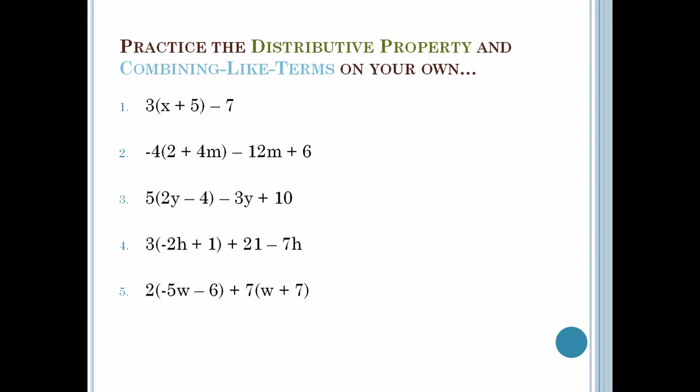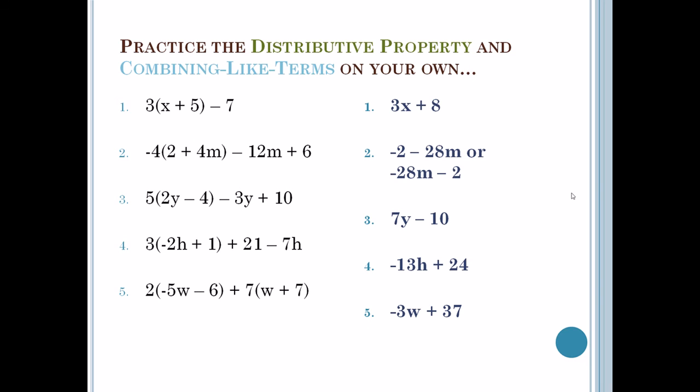And welcome back again to finding your answer on the right side of the screen. Here are the following answers. I want to go over a couple of them. Number 2, notice how I wrote them differently. Your answer could have been negative 2 take away 28m, or you might have written down negative 28m take away 2. That means the exact same thing, because this 2 is negative, and look right there, that 2 is negative. The negative 28m is still negative 28m.